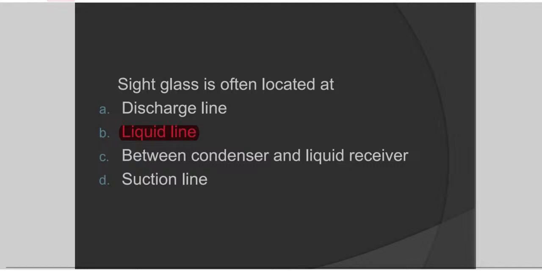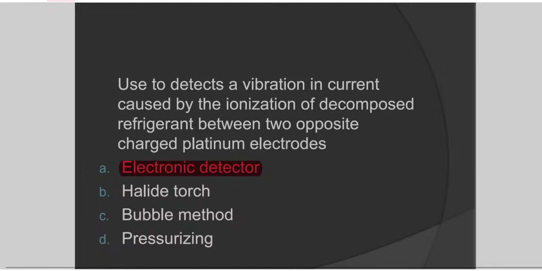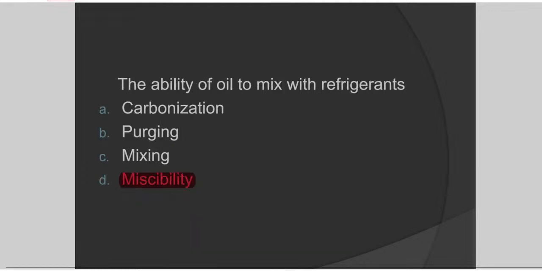Sight glass is often located at: A. Discharge line. B. Liquid line between condenser and liquid receiver. C. Suction line. Used to detect a vibration in current caused by the ionization of decomposed refrigerant between two opposite charged platinum electrodes. A. Electronic detector. B. Halide torch. C. Bubble method. D. Pressurizing. The ability of oil to mix with refrigerants.